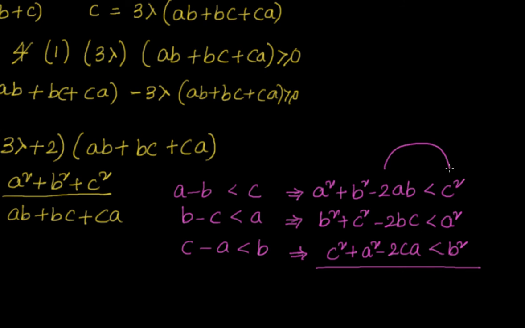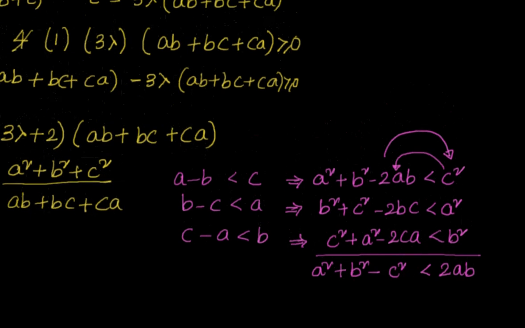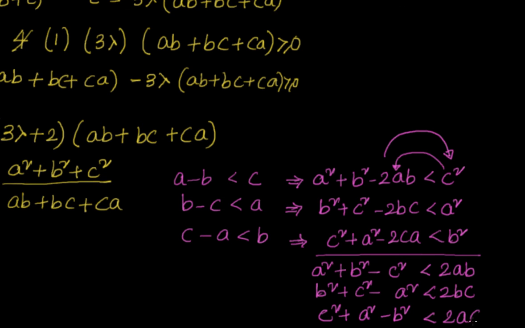If we move 2ab to that side and get c square to this side, what will happen? Let us check that. a square plus b square minus c square is less than 2ab. Similarly, the next one will be b square plus c square minus a square is less than 2bc, and c square plus a square minus b square is less than 2ac.